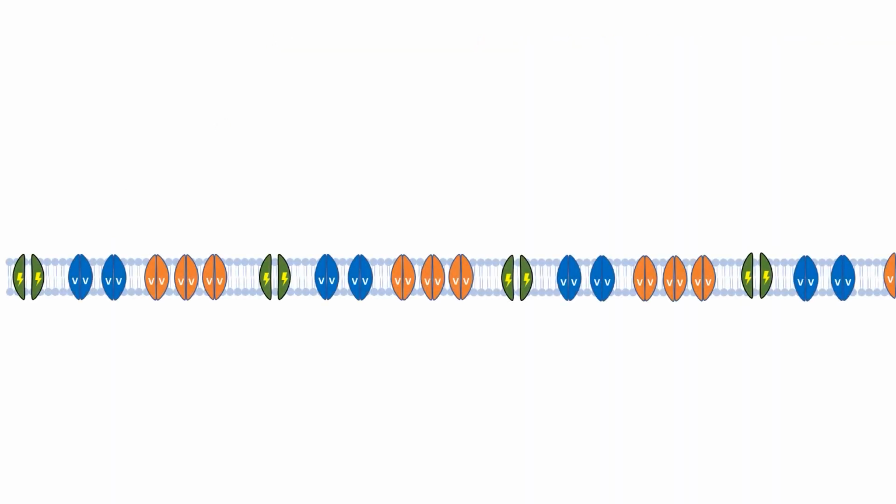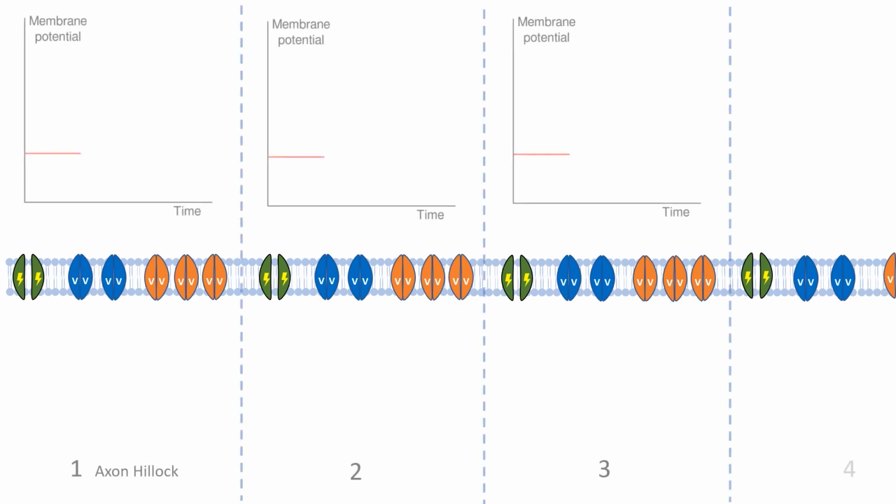Here we have a segment of non-myelinated axon, naked axon. Notice how the same channels we discussed before are repeated over and over again. Let's divide this into segments. All of these segments of membrane began at resting potential, and these segments are tiny, they're microscopic. The first segment is the axon hillock.